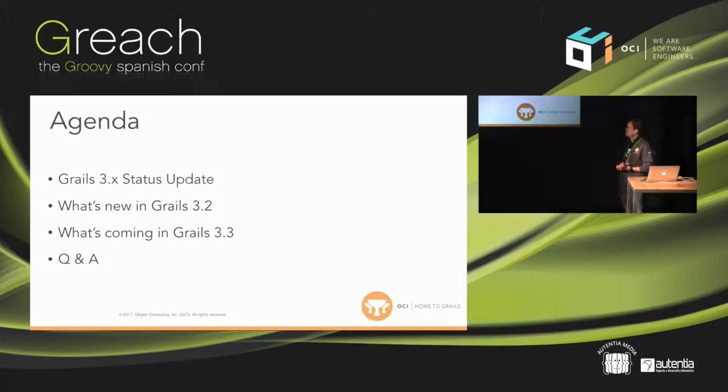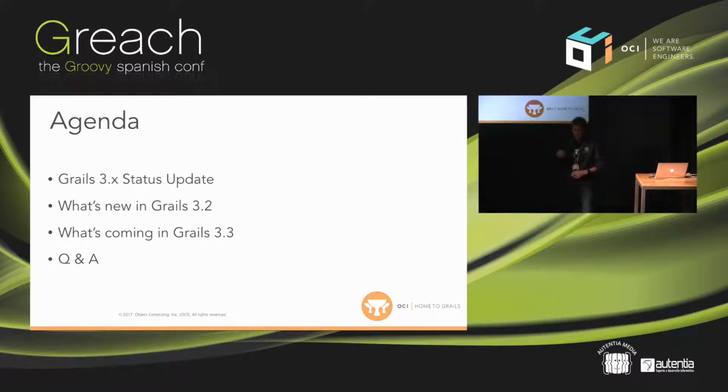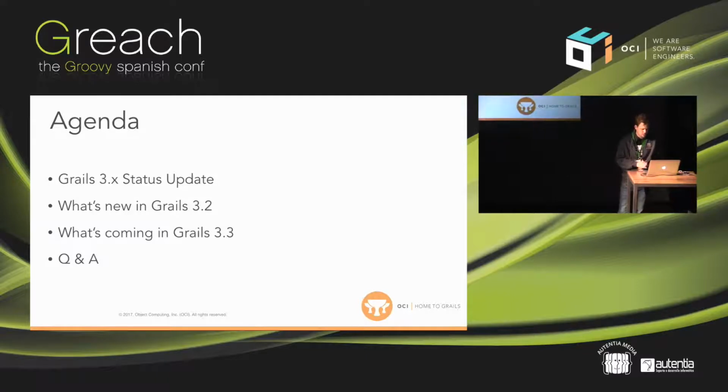On the agenda for this talk, though, is we're going to do a Grails 3 general status update. I'll talk a little bit about what's new in Grails 3, just a brief recap. And then I'm going to talk about what's coming in Grails 3.3 and do some demos, and we can have questions at the end. Hopefully, if I have time, I'll try and be more efficient than yesterday's GORM talk.